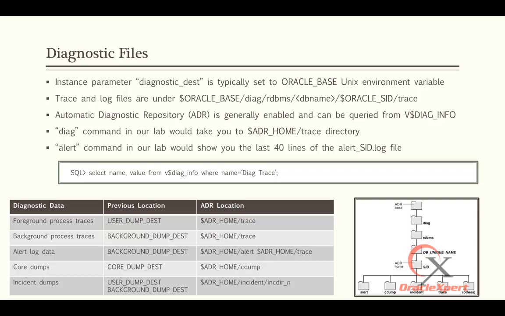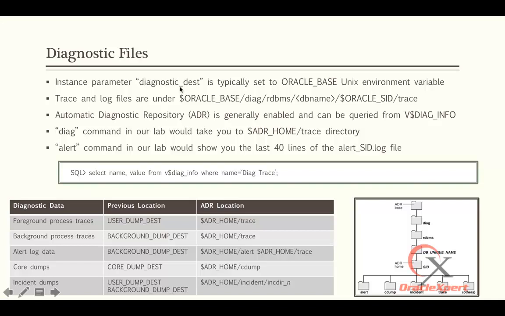The instance parameter called diagnostic_dest is typically set to your Oracle base Unix environment variable. Those who are Oracle DBAs already know that during the installation of the Oracle RDBMS server software, it prompts you to specify the Oracle base and Oracle home. Oracle base is a top level directory, and somewhere under it you might see an Oracle home, which is the product directory where you might have installed the Oracle RDBMS server software.